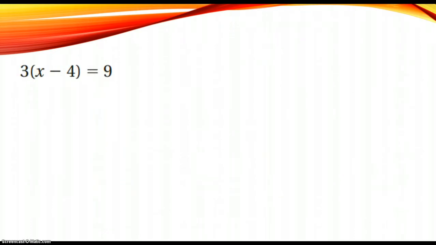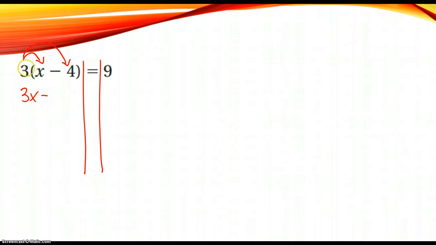Our next example, we have 3 times the quantity x minus 4 equals 9. I'm going to draw, again, these railroad tracks. I'll do these on every problem. Instead of starting right away, we see this set of parentheses, so we're going to use our distributive property. We're going to distribute that 3 to both the x and that 4 inside our parentheses. So 3 times x is 3x minus 3 times 4, which is 12. Bring down our equal sign and bring down our 9.